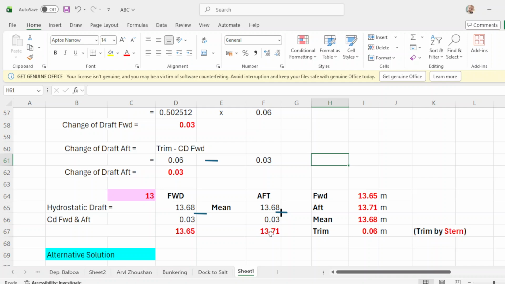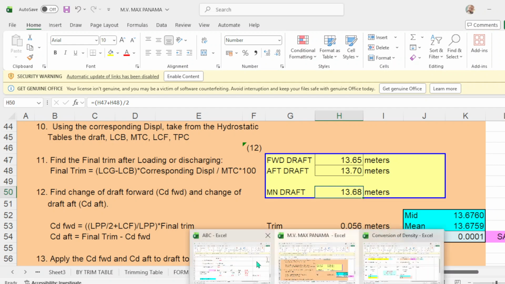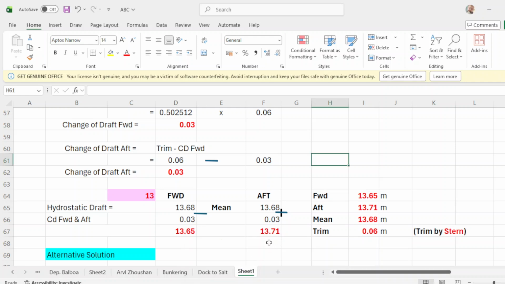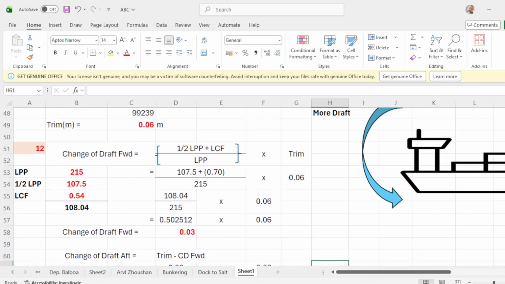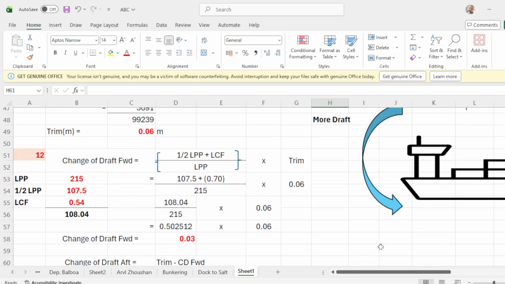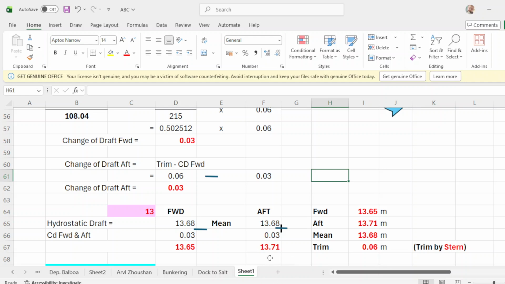13.71. The program says 13.70, okay? But manual, I put it to 13.71 because if you minus this 13.71, your up drop minus your forward drop, that will be 0.06, which is exactly the same with your trim of 0.06, okay? That's why I made it 13.71.